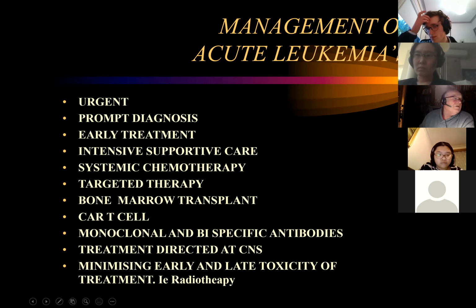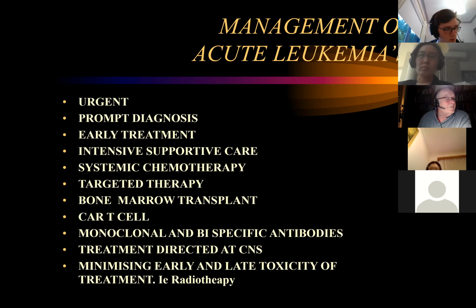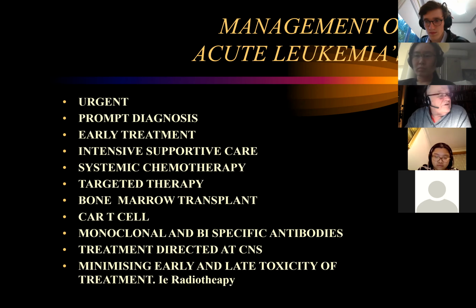So the management of acute leukemias, and just remember I'm making a distinction here between acute and chronic leukemias. This is acute, it's urgent. You need a prompt diagnosis. These patients often will die within a couple of weeks if you don't treat them aggressively. You need intensive supportive care, mostly with systemic therapy, but for some patients, there's additional targeted therapy. And for patients that are sufficiently fit and whose prognosis is otherwise poor, you might offer a bone marrow transplant.